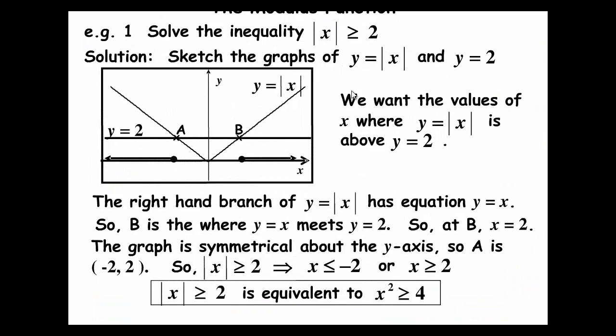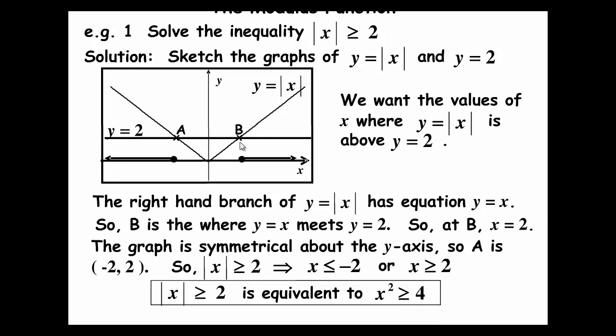So the first example, we're solving this inequality, mod x is greater than or equal to 2, so we sketch the graph of y equals mod x, and we sketch the graph of y equals 2. If we do that here, we can see we've got there y equals 2 and here y equals mod x. We're looking at where this part of the graph is greater than or equal to 2. So in other words, where this graph here is above, has a bigger y value for any given x value than y equals 2. And we can see here that from this point, y is greater than 2 on this graph, and from this point in the negative direction, y is greater than 2.